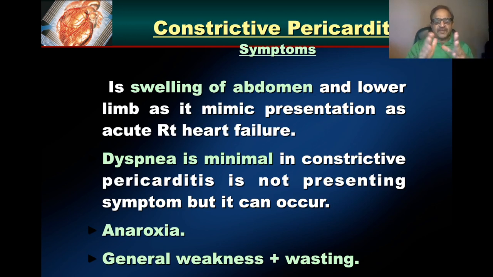The constrictive pericarditis patient presents with symptoms of right heart failure. If you do not examine the JVP of these patients properly and you miss the JVP, you will diagnose this patient as suffering from cirrhosis of liver because they present with abdominal distension, enlarged liver, edema of feet.